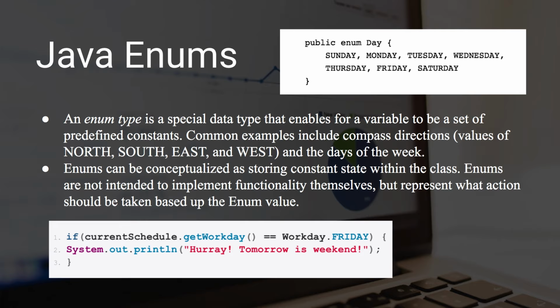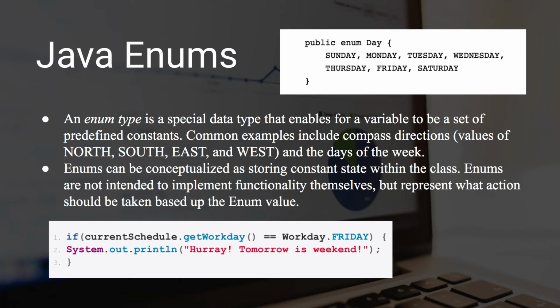So a Java enumerator is essentially a special data type that contains a set of constants for you to reference as a source of truth, essentially. So this bottom bullet point here, they can be conceptualized as storing a state, or like a constant state, within the class. So enums, or enumerators, is how I'm going to probably keep calling them. It's what they're short for. Enumerators are not intended to implement functionality themselves, but represent what action should be taken upon the enum value.